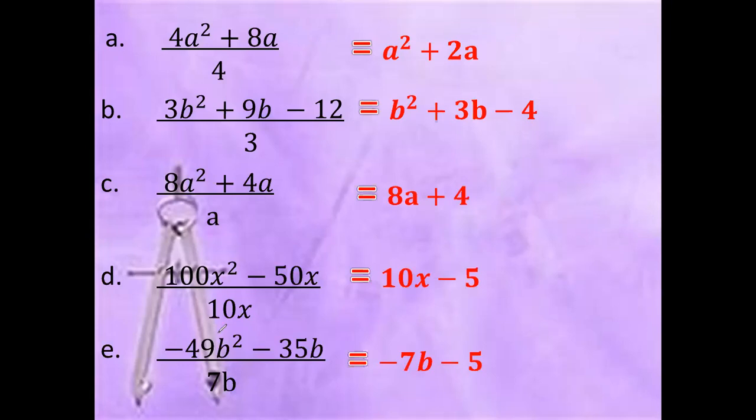Again, negative 49 divided by 7 is negative 7, and b squared and b, you have there b. Negative 35 divided by 7 is negative 5 because b and b is cancelled out. So therefore, you have here minus 5. All right, so please write that one in your workbook.